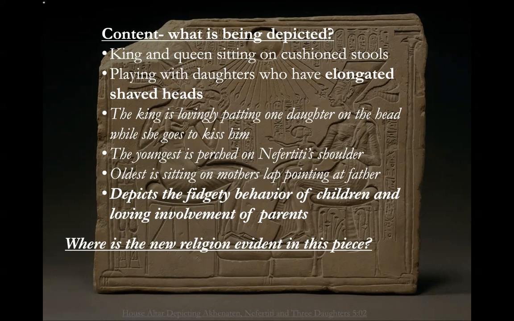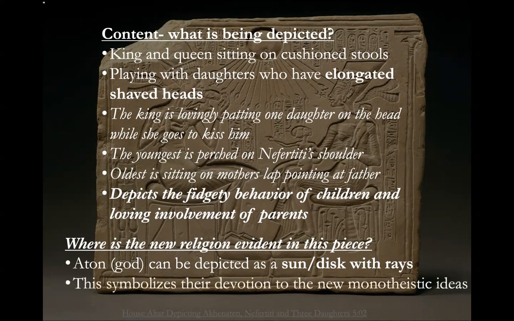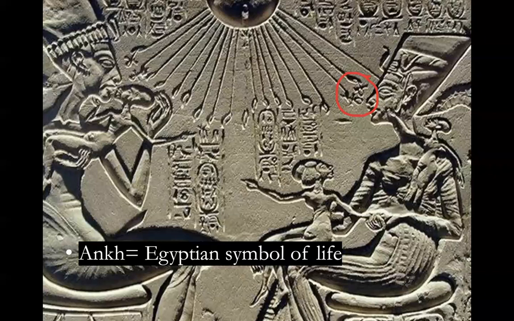All right, what we need to know is where is this new religion? Where is this monotheism evident in the piece? And that was what I was pointing out earlier. That's the disc or that sun on the top. So Aton is the god, and this is being depicted as the sun disc with rays. This symbolizes their devotion to the new monotheistic ideas. So we need to be able to recognize that visual language.